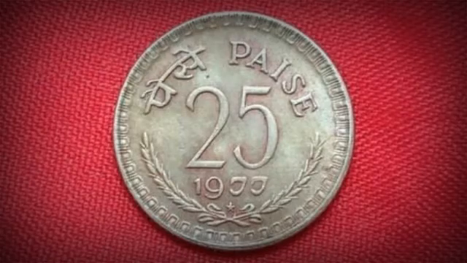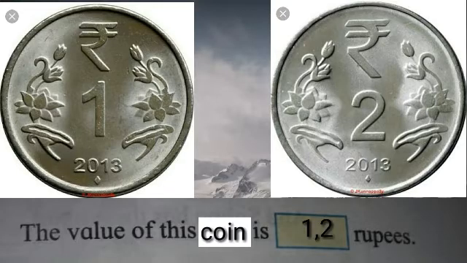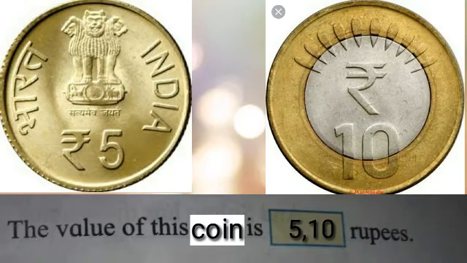Now we will see some different coins. The coins of 25 paisa, 50 paisa, coins of 1 rupee, 2 rupees, 5 rupees and 10 rupees. The values of these coins are 1 and 2 rupees. Now next, the 5 rupees coin and 10 rupees coin. The values of these coins are 5 rupees and 10 rupees.